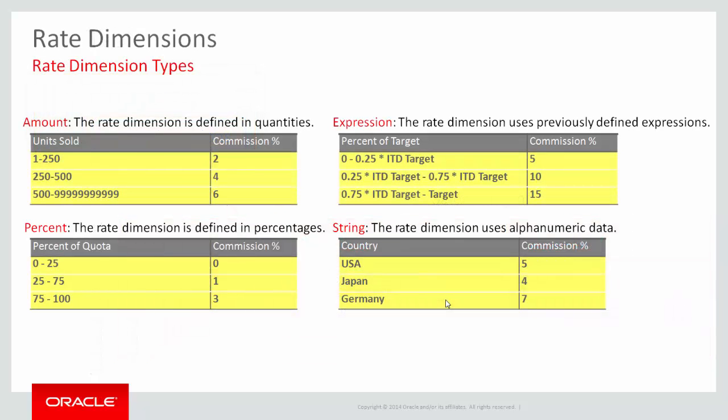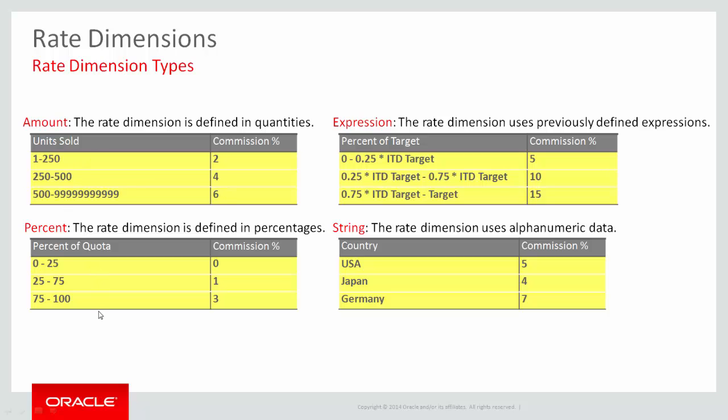So when we talk about rate dimensions themselves, there are a lot of ways to look at this. If we start at the top left, one of the ways we can define a rate dimension is something that we call amounts. The example here is units sold. So maybe between 1 and 250 units, we pay out at one rate, 250 to 500 units, pay out at another rate, and 500 and more units pay out at a third rate. So that's an amount, right? That's number of units, or in the example of 0 to 10,000, 10,000 to 20,000, that's all leveraging an amount type of rate dimension.